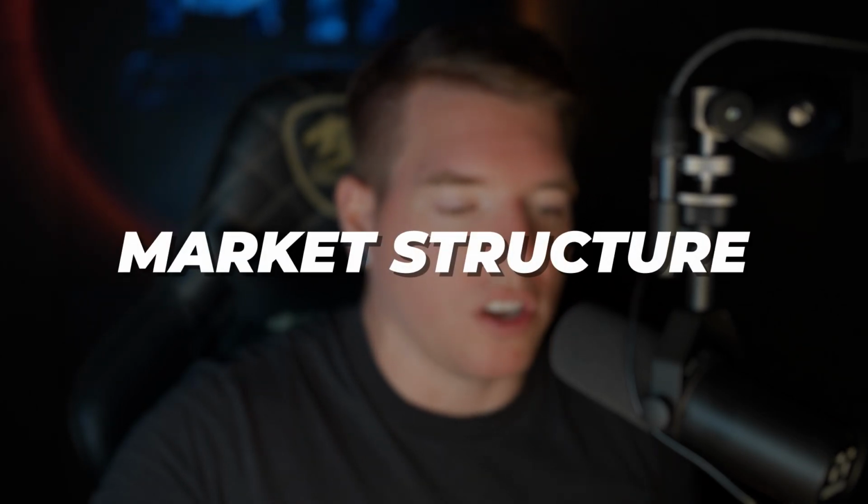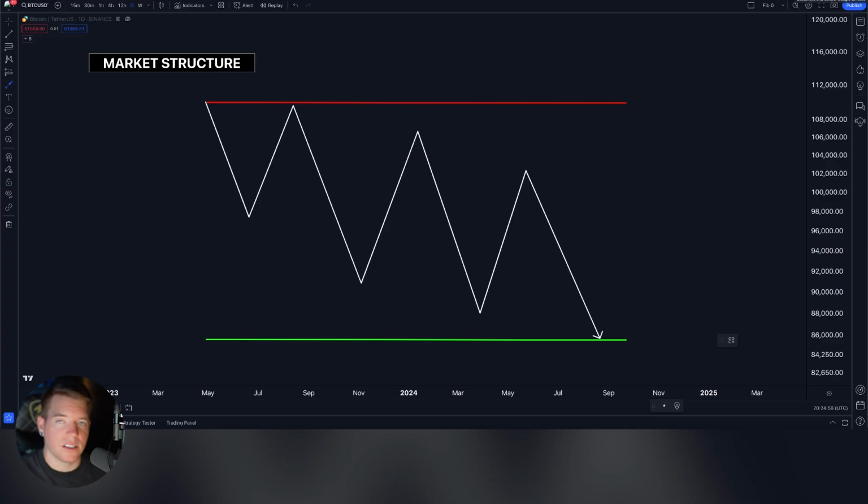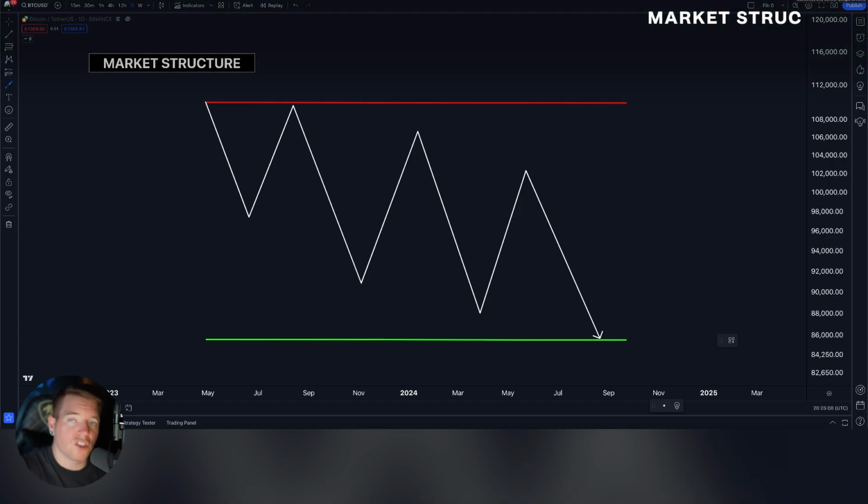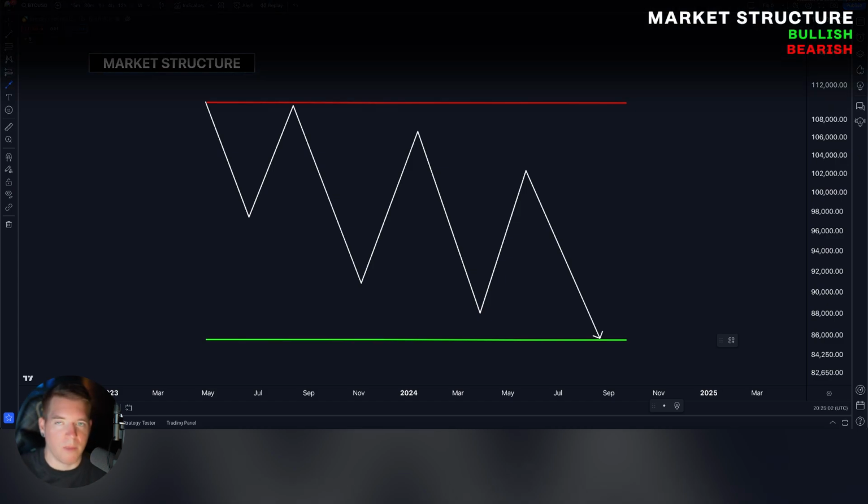One of my trading strategies that helped me to make my first $100,000. But first, before I actually go into this exact strategy, we need to talk about market structure. We can have in the markets two different kinds of market structure: bullish market structure and bearish market structure.